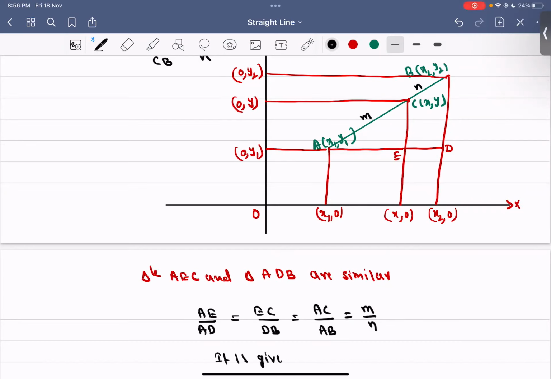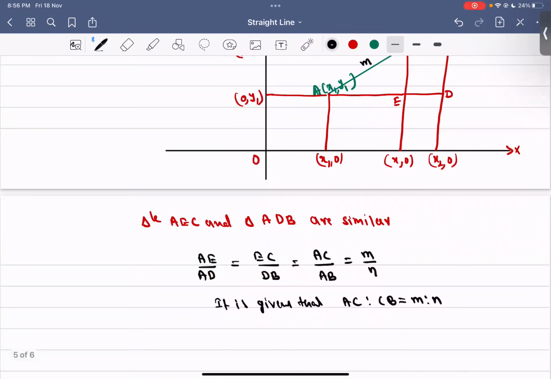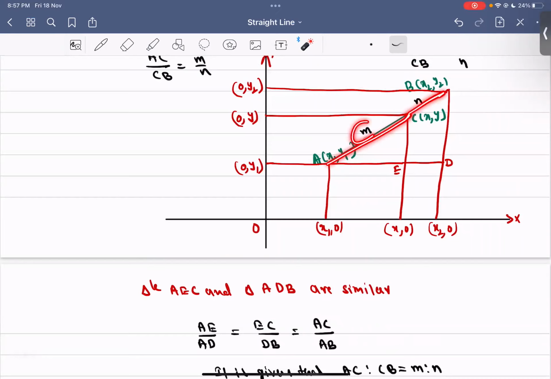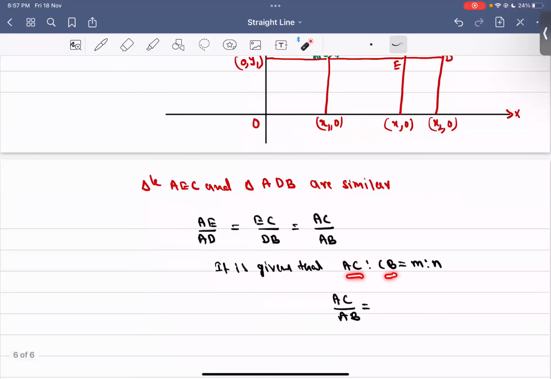It is given that AC is to CB is m is to n. So AC is to CB is m is to n. Then what is AC is to AB? Okay, remove this one. This is correct. Now it is given that AC is to CB is m is to n. Therefore, AC is to CB is m is to n.